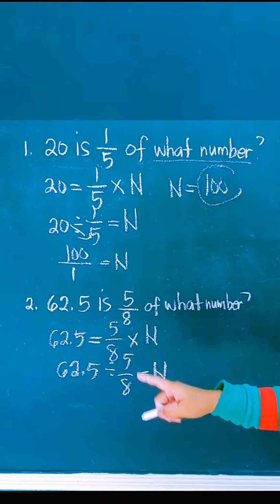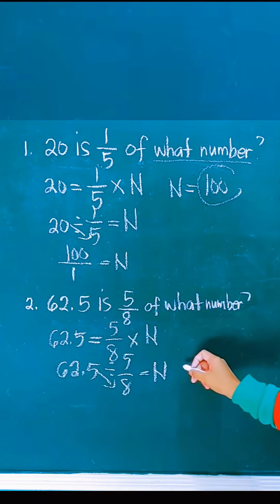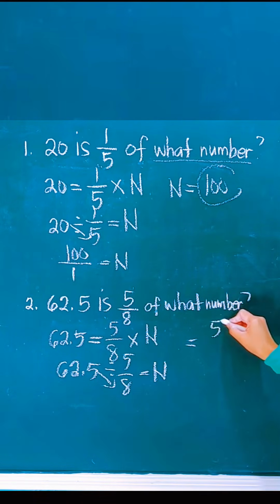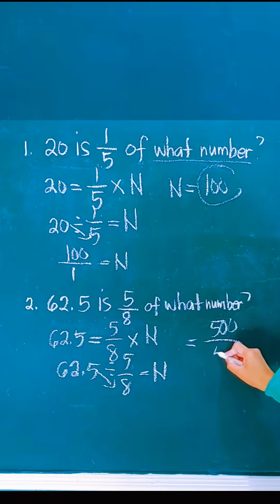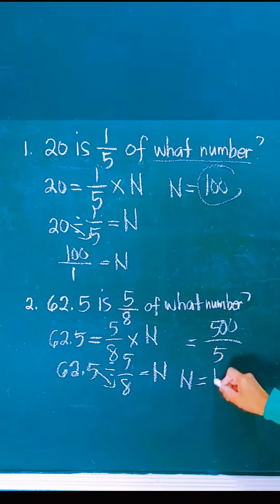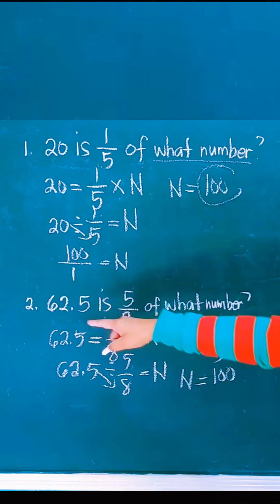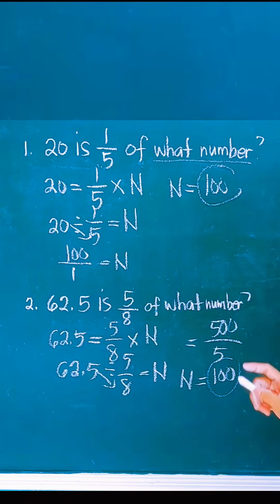Okay, so let's apply cross multiplication. 62.5 times 8, okay, this is equal to 500. At ang denominator ay 5. So, we have 500 over 5. So, ang n natin dito ay 100. So, 62.5 is 5/8 of 100.